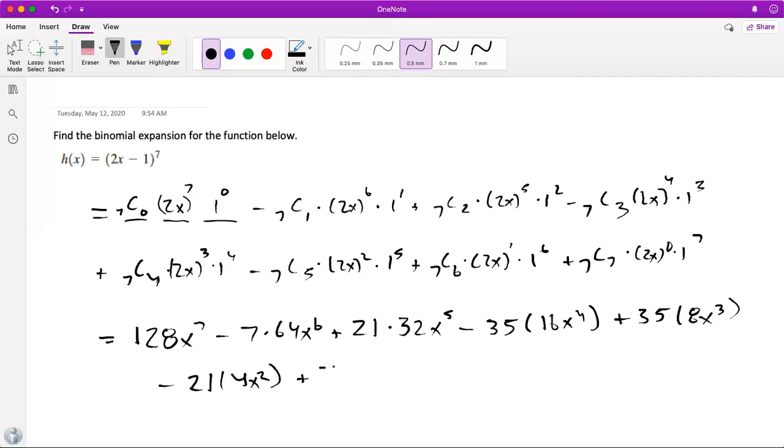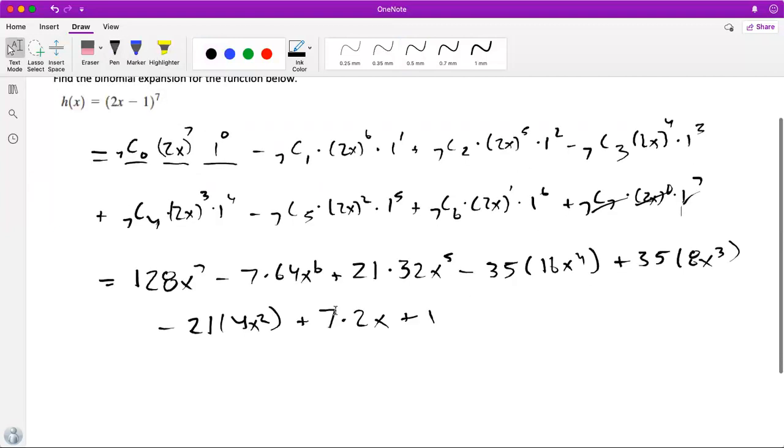7 choose 6 is the same as 7 choose 1, which was 7, times 2x, and then 7 choose 7 is 1. And everything in this last term is a 1, so there's a 1 here. And now the last step is just to combine all my coefficients so that this looks a little more like a math problem.